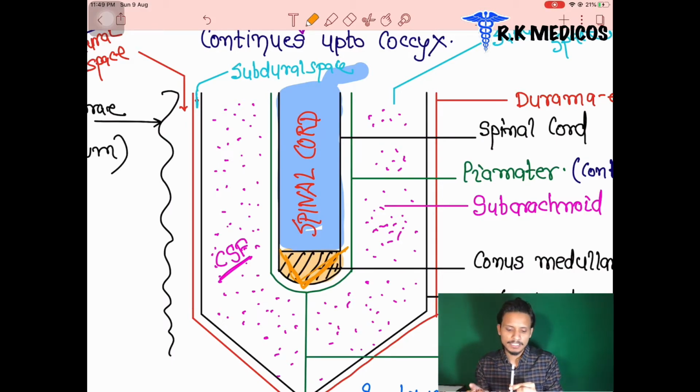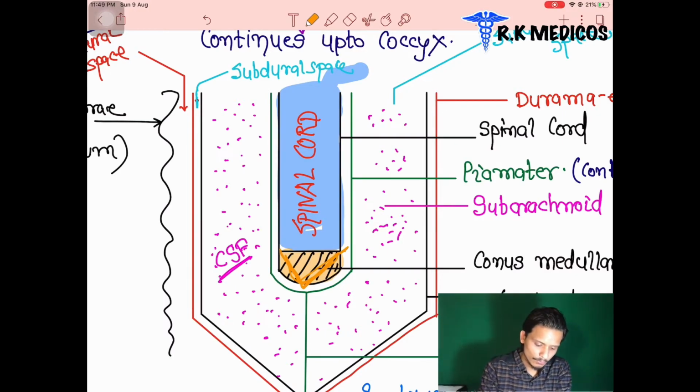DAP, from outer to inner: dura mater, arachnoid, pia mater. Outside the dura mater is epidural, inside it is subdural, then the arachnoid, and then the pia mater.